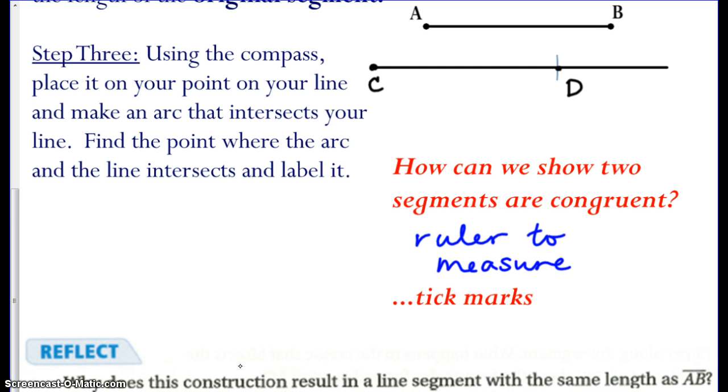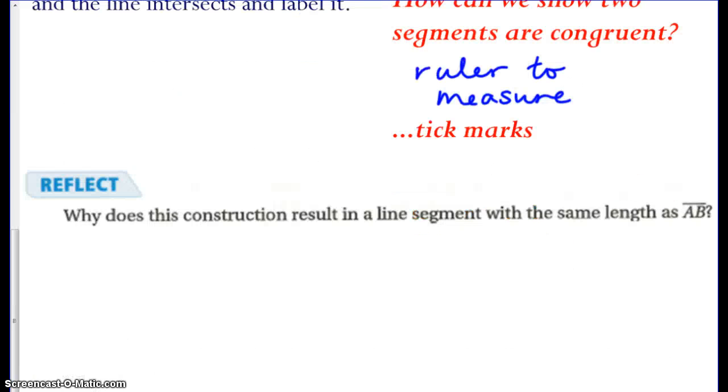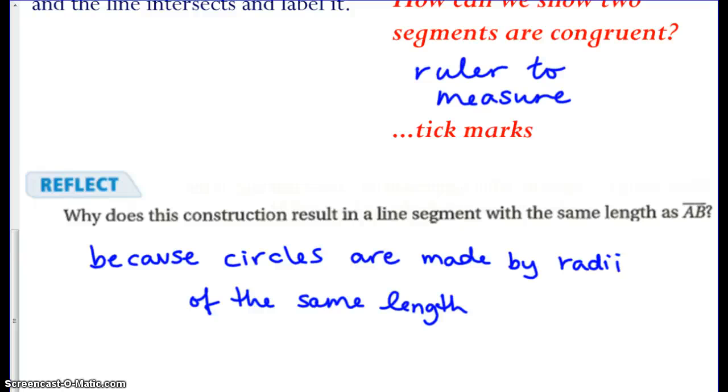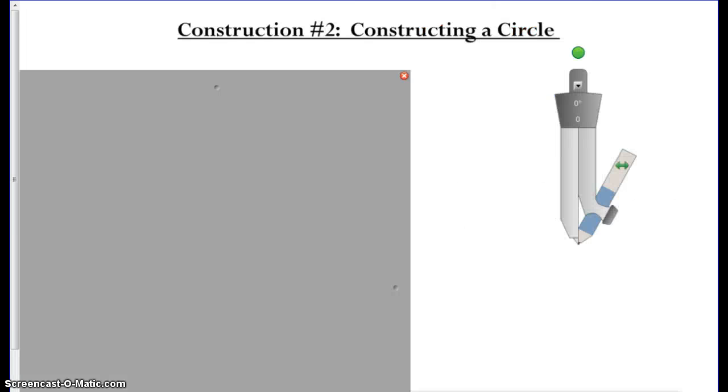Why, at the very bottom, does this construction result in the same line segment length as line segment AB? I'm going to extend my page here. Notice that when we use a compass, we opened up the width to exactly that of AB, and because we didn't change it, CD has to be the same. Basically what we're doing is ensuring that the radii of two circles are the same. So what we need to write here is that because I made two circles and they both have the same radii, therefore they are congruent. Let's go ahead and move on to the next construction.